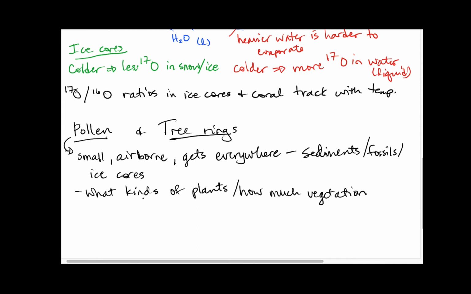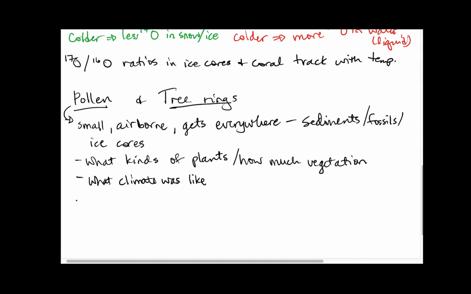And finding out what kinds of plants are growing and how much vegetation helps us understand what the overall climate was like. This might not get us specific temperatures and specific carbon dioxide levels from looking at pollen, but it is going to get us an overall sense of, was this a really cold place? Was this a tropical place, based on the types of plants that were growing?